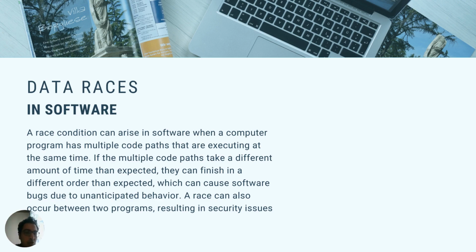Data races in software. A race condition can arise in software when a computer program has multiple code paths that are executing at the same time. If the multiple code paths take a different amount of time than expected, then they can finish in a different order than expected, which can cause software bugs due to unanticipated behavior. A race can also occur between two programs, resulting in security issues. Critical race conditions cause invalid executions and software bugs.